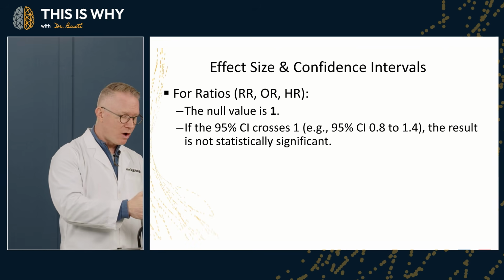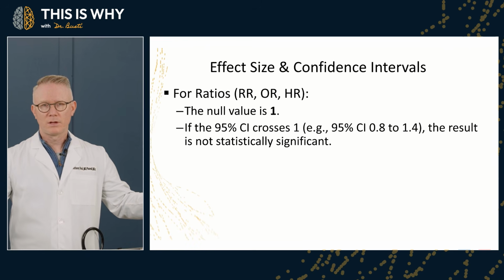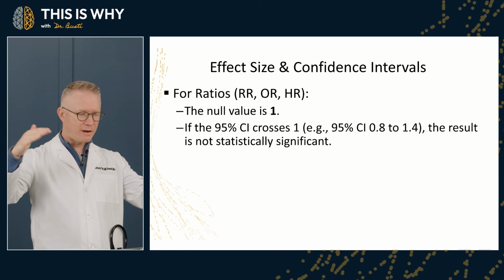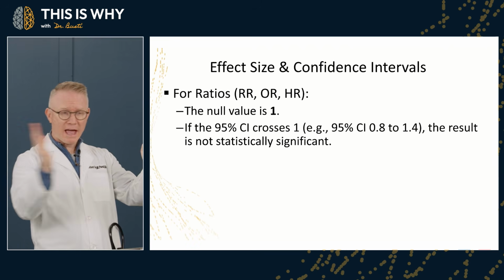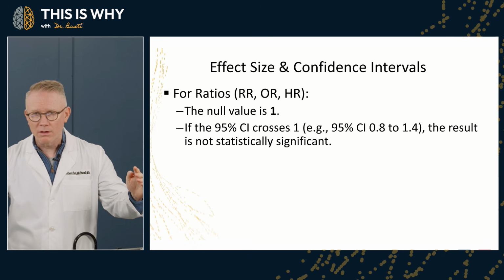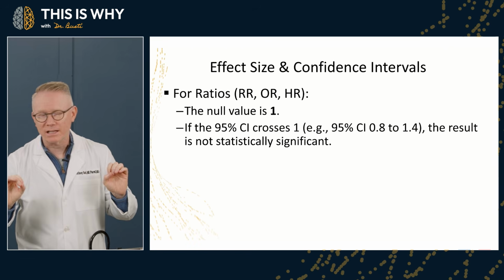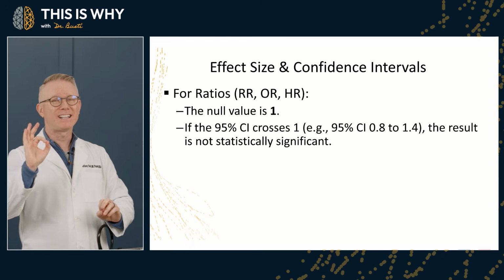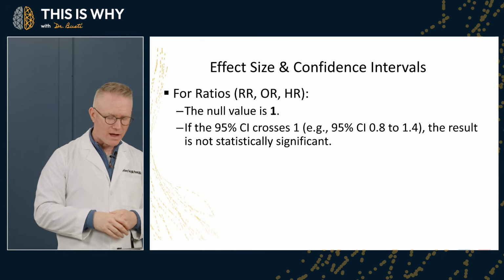So remember, the null value, the no difference, is 1. So if the confidence interval that you have, 95% or 99%, doesn't matter, passes through and includes 1.00, the result cannot be statistically significant. I didn't say it can't have clinical meaning. It means the p-value is not going to be less than 0.05.